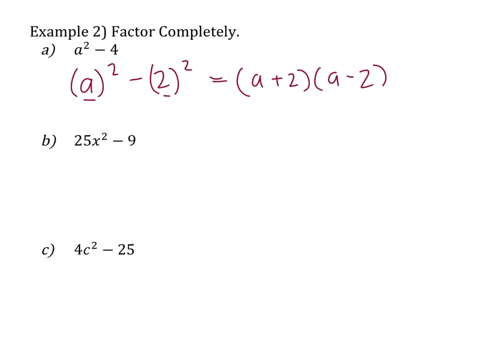Okay, 25x squared minus 9, I'll write it as a difference of squares. We have 5x squared minus 3 squared. From there, I have 5x and 3. I'm going to add them.